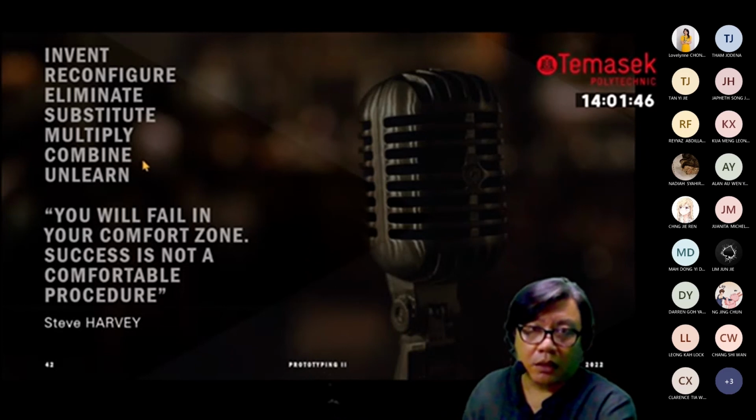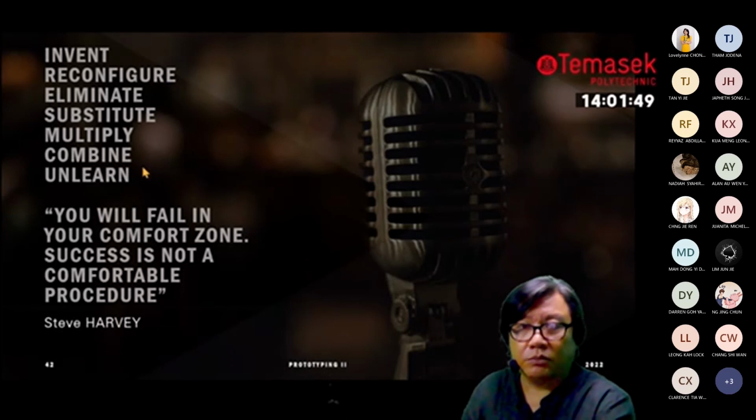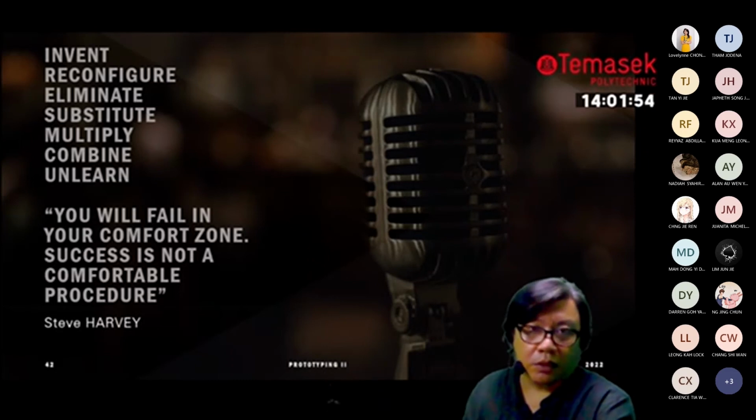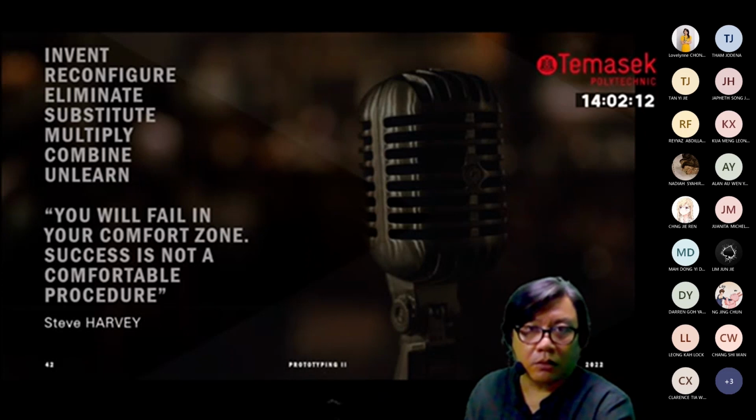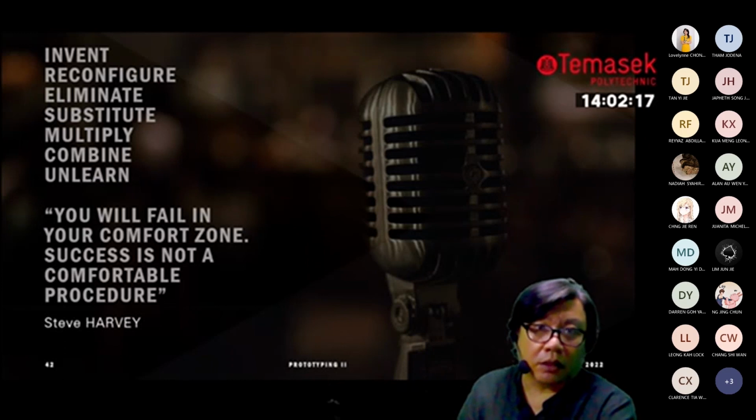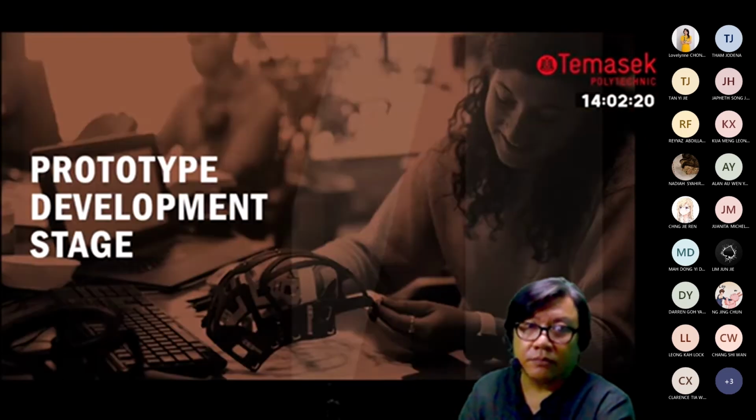So it's multiply. And then the next one is combine. Maybe A plus B and then it becomes C. This is common nowadays, to combine stuff. Remember the automatic dog feeder, combining different technologies. And the last one that I have is unlearn. Unlearn is basically letting go of the culture, the stronghold that you usually believe in, and trying out something new. There are many other keywords out there, obviously, but these are some that I can suggest to you.